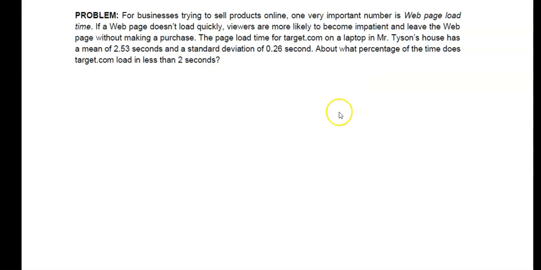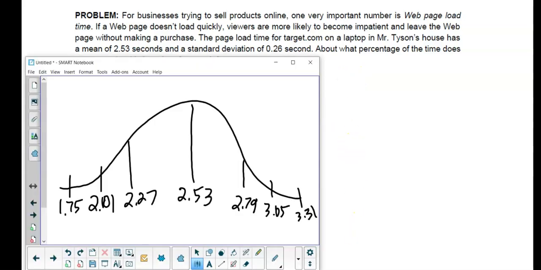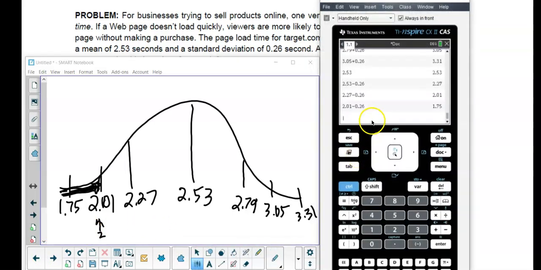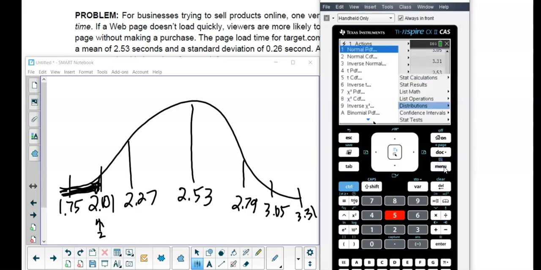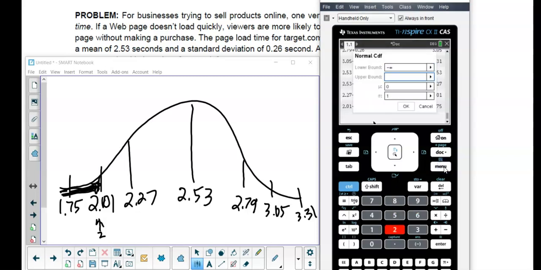So about what percentage does it load in less than 2 seconds? Right over here is 2, so we're shading here and to the left, just to the left of 2, not 2.01. So that's your picture. Then you get your calculator out and do the norm CDF. Menu 6 5 2. I'm going to use negative infinity to 2, then the mean 2.53. I don't love using z-scores; I'd rather do it this way. It just seems faster.